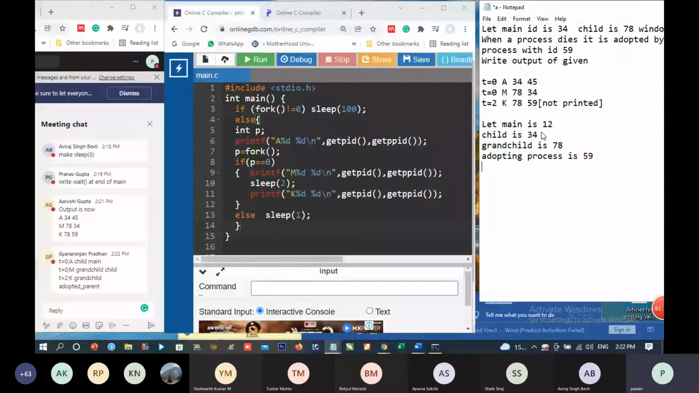Very good. That is correct. Gyan has written the correct answer. Write now the correct answer. Others should also write the correct answer. Write it in terms of numbers.